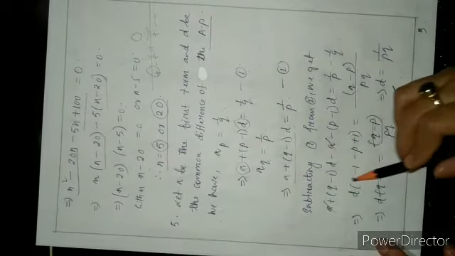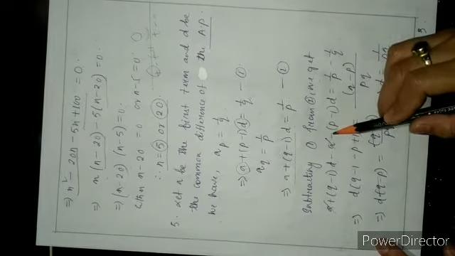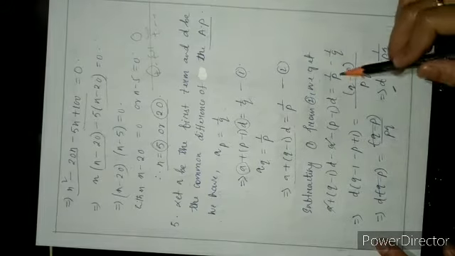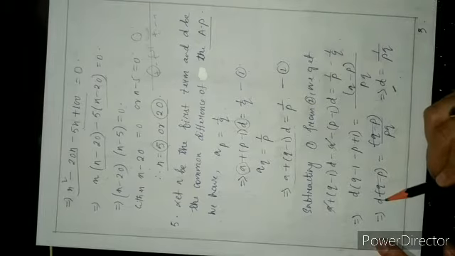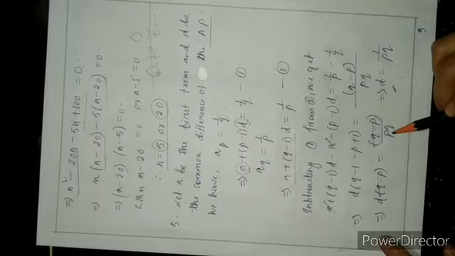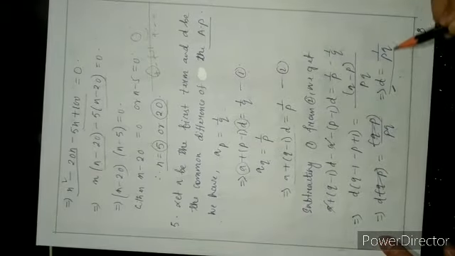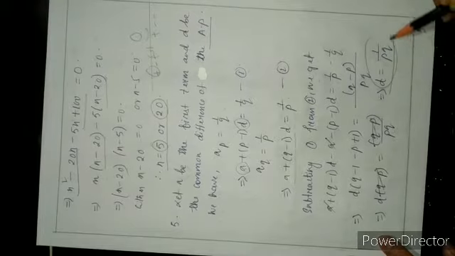A minus A cancels, and D is common: (Q minus 1 minus P plus 1) is Q minus P, which is equal to, taking the LCM, (Q minus P) divided by PQ. So D times (Q minus P) equals (Q minus P) divided by PQ. Q minus P cancels, so the value of D is 1 divided by PQ. This is the value of the common difference D of the AP.